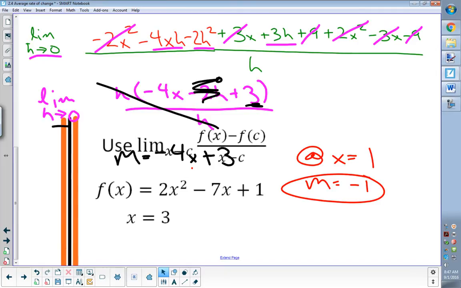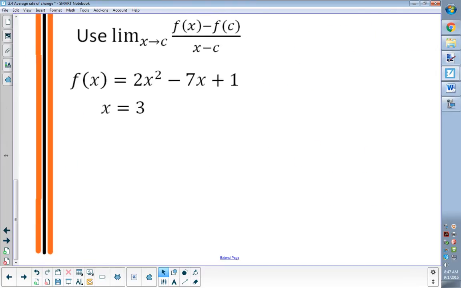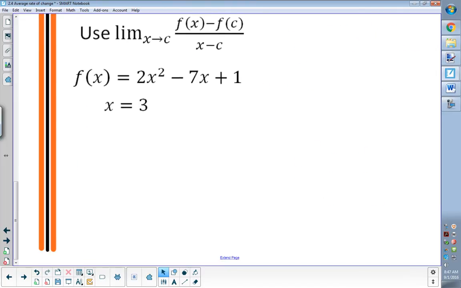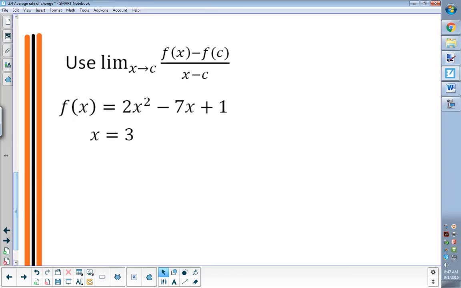Let's do the next one. So the next one is the second method for finding this slope. It looks like this. Use the limit as x approaches c this time. As I set this thing up, it says f of x. So Grace, what am I going to write for f of x?